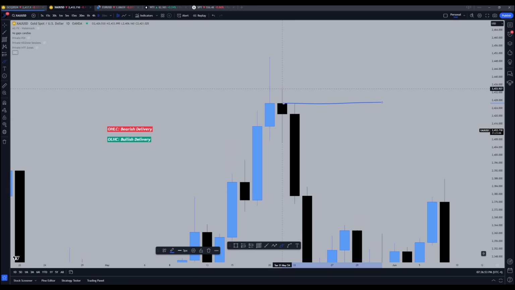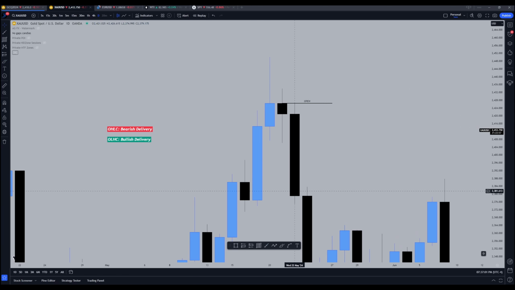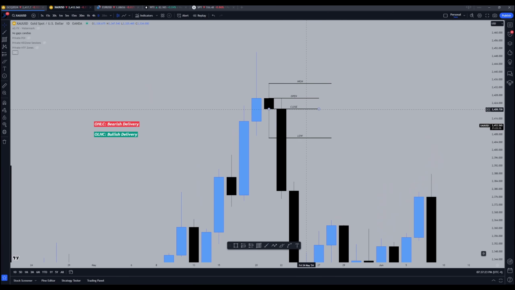Now, where's the high? The high is here, the wick. The wicks are the highs. So if I really need to, I'll do it this way. Open, this should be pretty easy, but open, high, low, close. Open, high, low, close. Same thing repeats for the next candle. So open, high, low, close is bearish delivery. Open, low, high, close is bullish delivery.